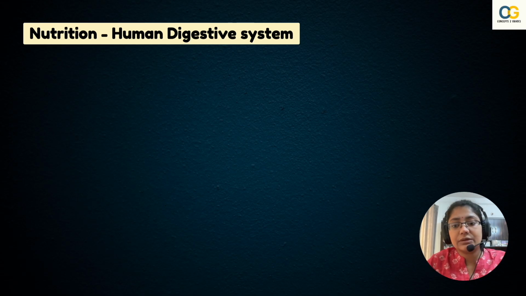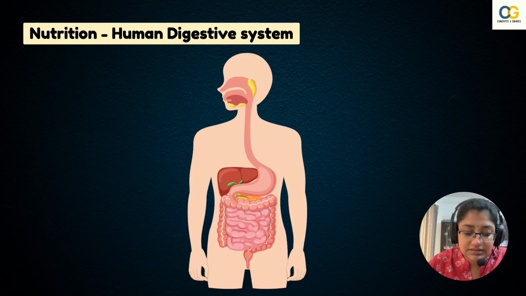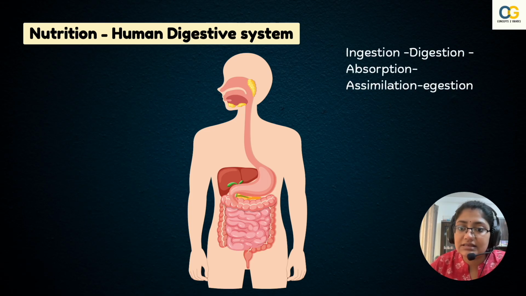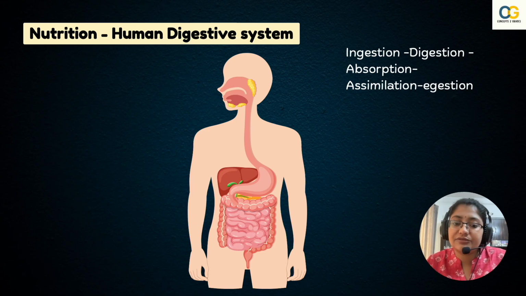So now let's move to the most important part of this nutrition section, which is the human digestive system. Our human digestive system is designed to do the following process in sequence. First is ingestion, where it takes in the food. Next is digestion, where you try to digest the food. Absorption, which is absorbing the food into the bloodstream. Assimilation is absorbing the glucose in the bloodstream by different organs and cells. And egestion is removing the waste materials from the body.